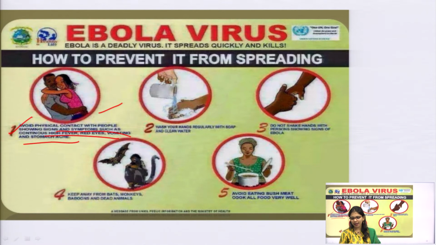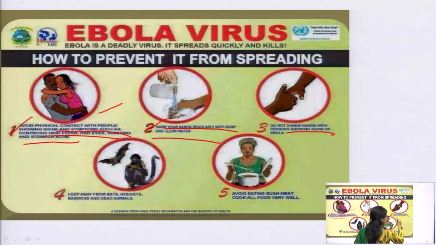Next, wash your hands regularly with soap and clean water. Now the third one is do not shake hands with a person showing signs of Ebola. If a person is infected with Ebola, then you have to avoid shaking hands with that person.